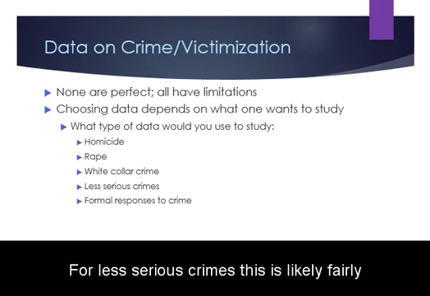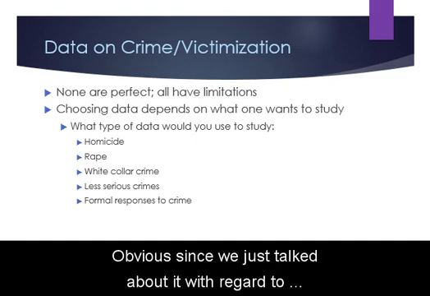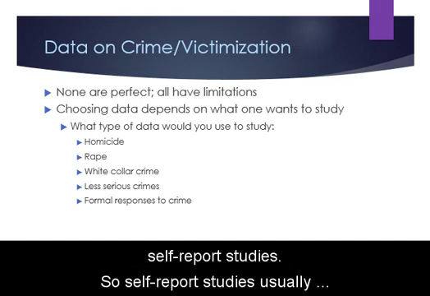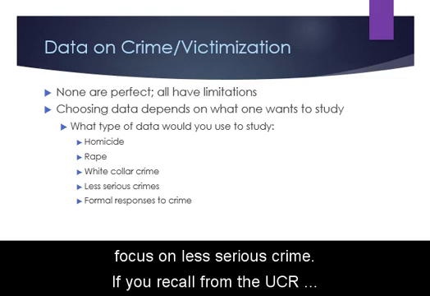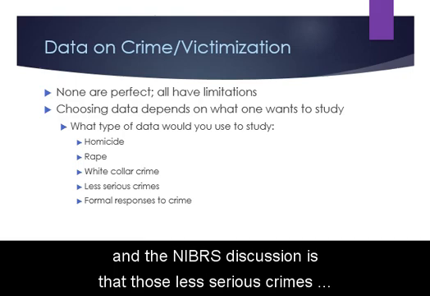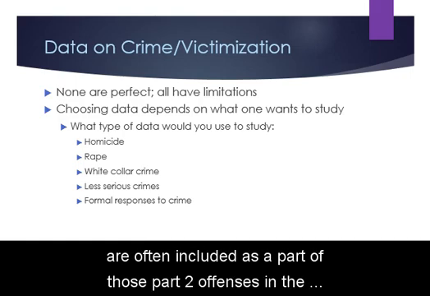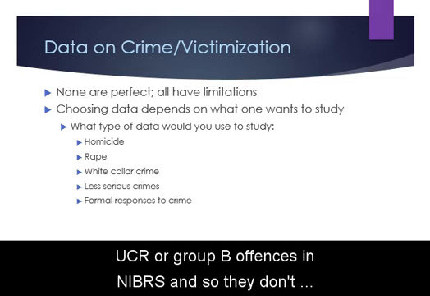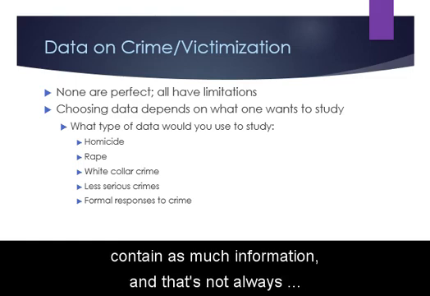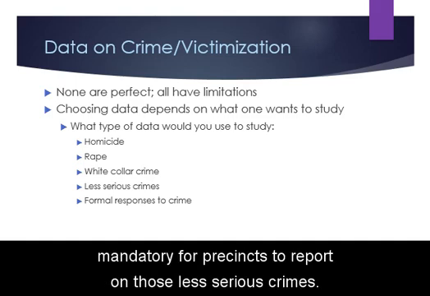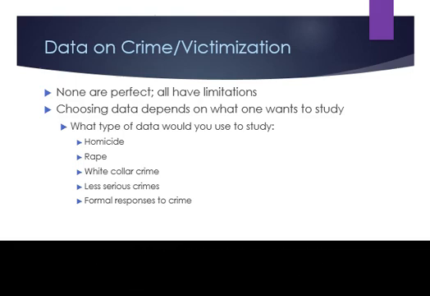For less serious crimes, this is likely fairly obvious since we just talked about it with regard to self-report studies. Self-report studies usually focus on less serious crimes. If you recall from the UCR and the NIBRS discussion, those less serious crimes are often included as part of the Part 2 offenses in the UCR or Group B offenses in NIBRS, and so they don't contain as much information, and it's not always mandatory for precincts to report on those less serious crimes.